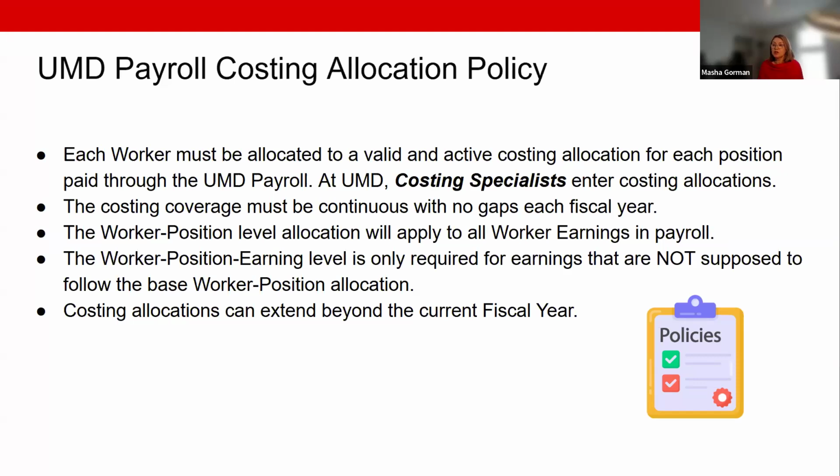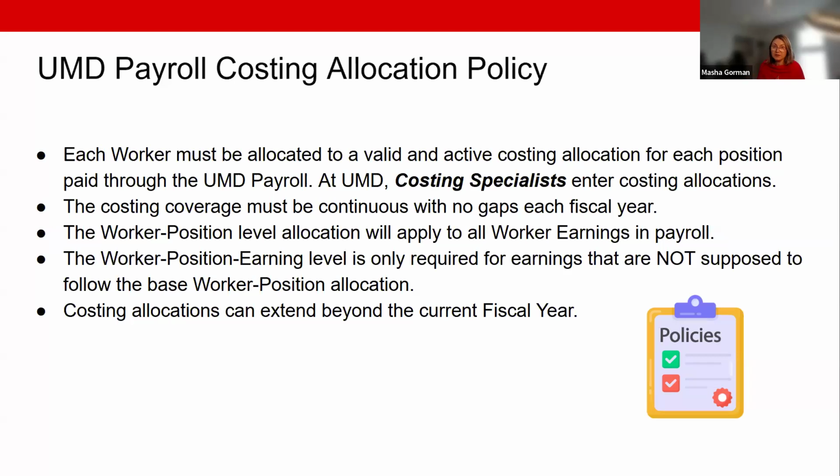So worker position earning level is only required for cost and allocation for earnings that should not follow your base cost and allocation. Just to give you an example, you have someone split between two grants, and then you have an admin increment pay component for that worker that should not be split, but go 100%, let's say, to a grant or a user. That's the scenario when you start thinking about worker position earning.